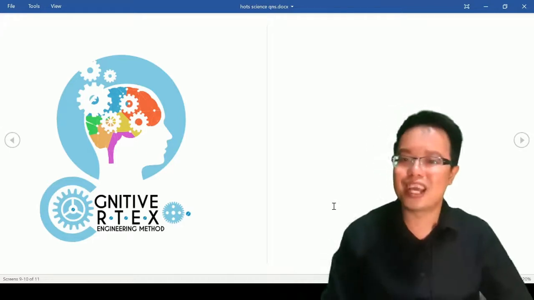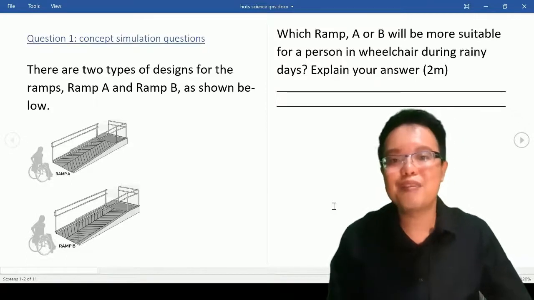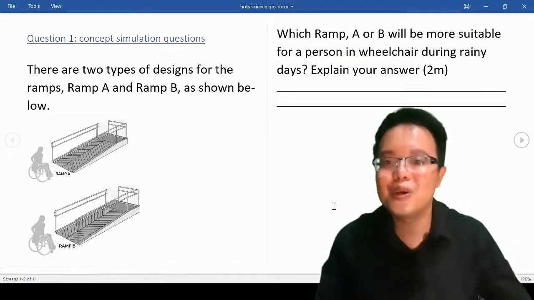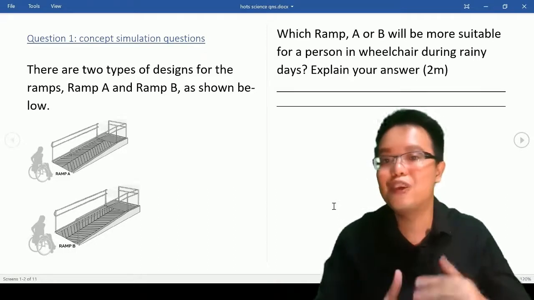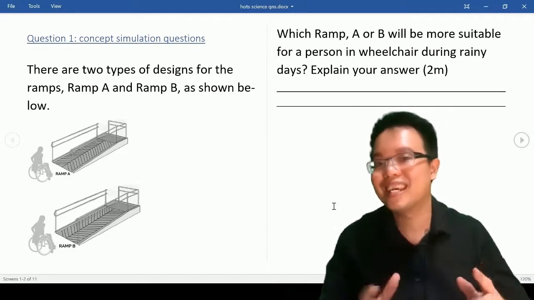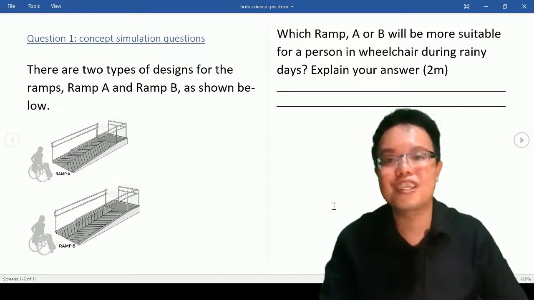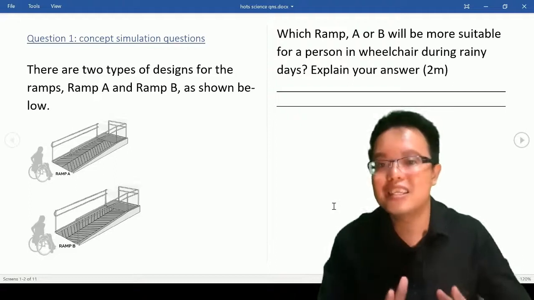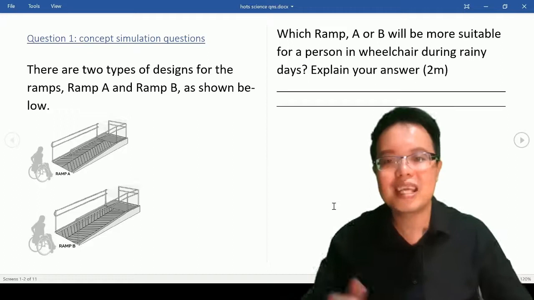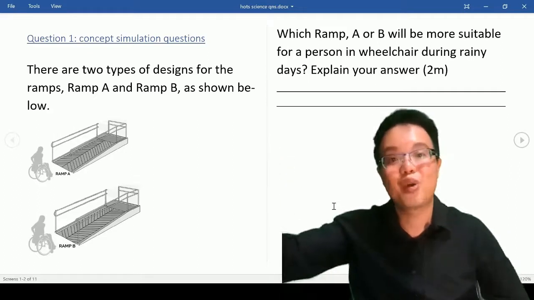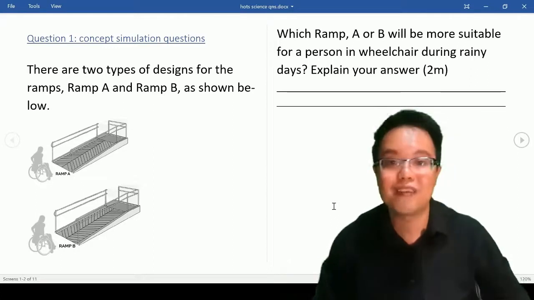Now I have one such example over here. To solve these questions, students will have to make use of visualization thinking skills to simulate how a person in a wheelchair will be affected by the different use patterns when it's raining. Then, students will have to associate that this is actually a question on force and intelligently craft the answers in a way that fit the requirements of the question. We classify this type of question as the concept simulation question, as students will have to simulate what happened based on the concepts they have learned.